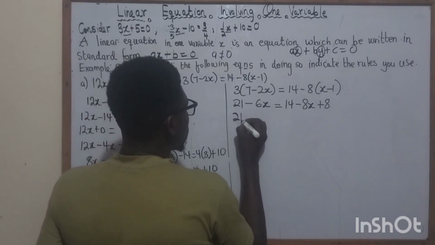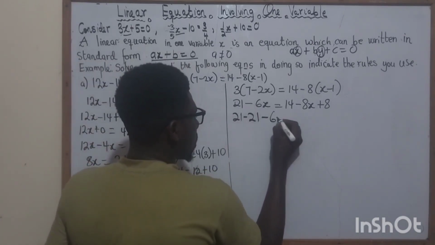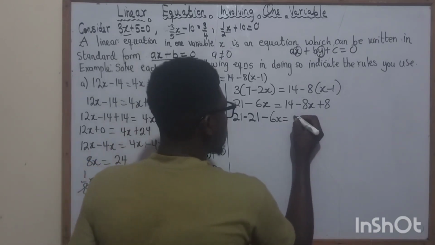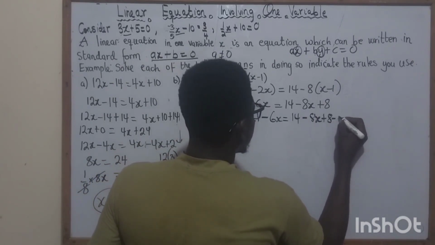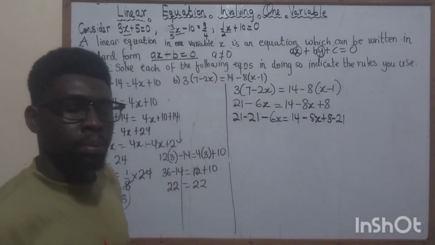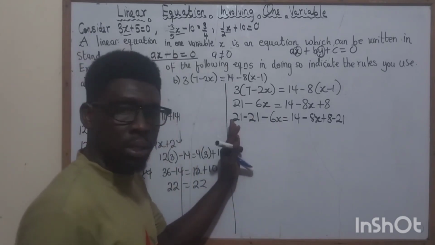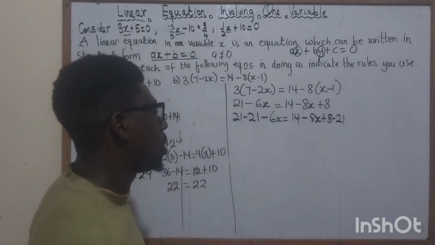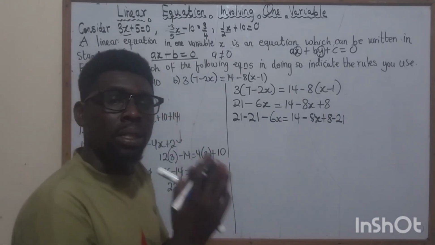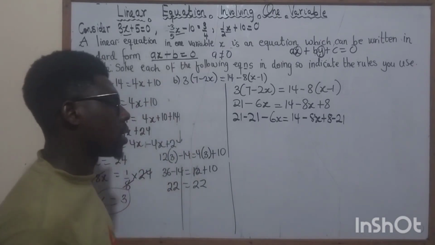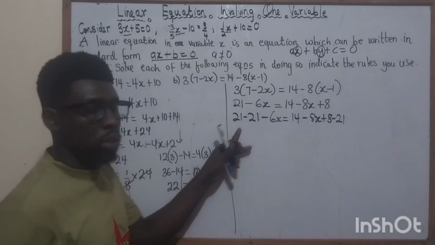So I'm going to subtract 21 from 21 minus 6x, okay? And do the same here. The subtraction property of equality rule: you do the same to the other side of the equation. The same value that you subtracted at the left-hand side, the same value must be subtracted at the right-hand side, okay? So this is going to cause 21 minus 21, giving me 0.